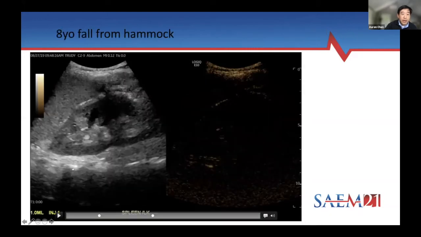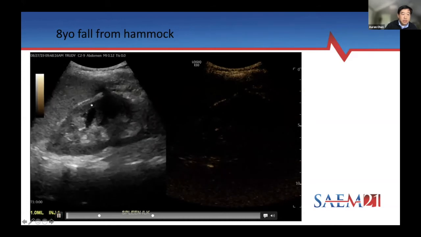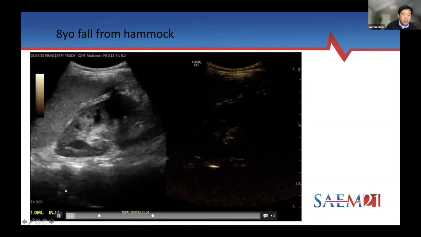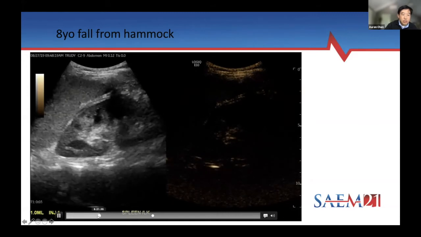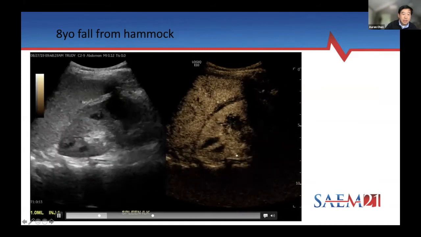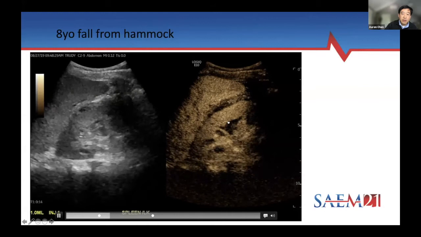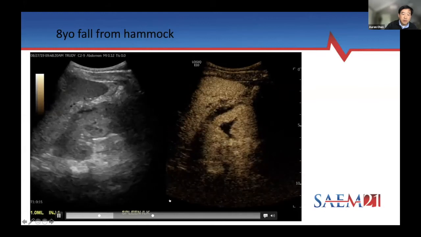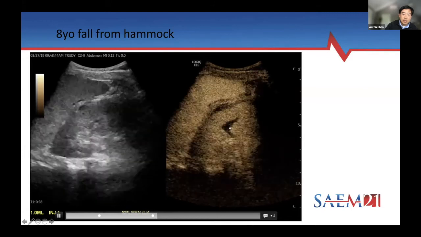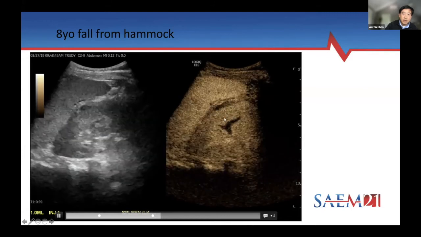This is an 8-year-old who fell from a hammock with a renal injury. Again, here's the spleen and then the kidney. As we're injecting, you can see the spleen enhancing, the kidney enhancing, and then there's an area here that you can see is being underperfused. And then during the later phase, it's much easier to see again. You can see it extends all the way to the cortex here.